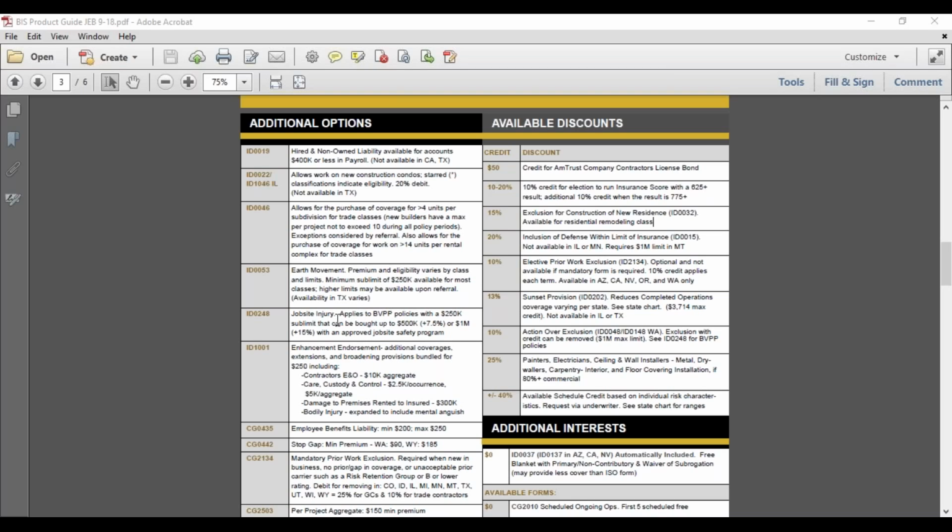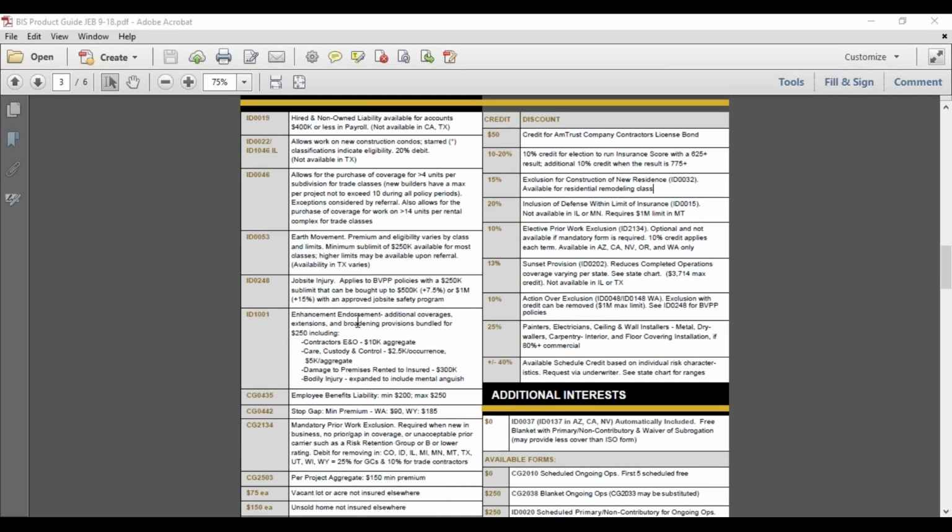We do have a job site injury limitation or coverage. It applies to the warranty product that I was talking about with a $250,000 sublimit. That product does not have an action over exclusion. So this is our way of giving that coverage.